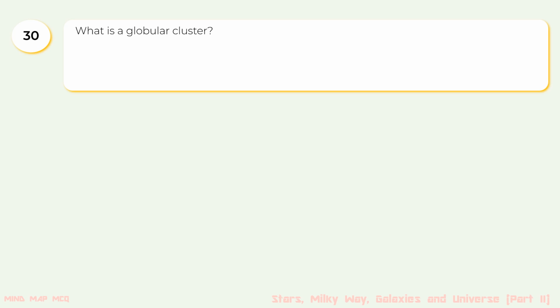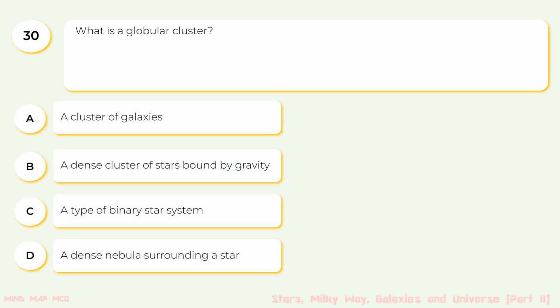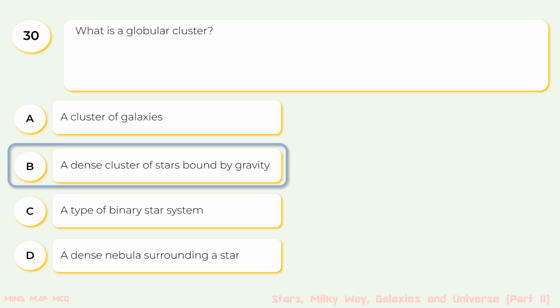30. What is a globular cluster? The options are A. a cluster of galaxies, B. a dense cluster of stars bound by gravity, C. a type of binary star system, or D. a dense nebula surrounding a star. The correct option is B, a dense cluster of stars bound by gravity.